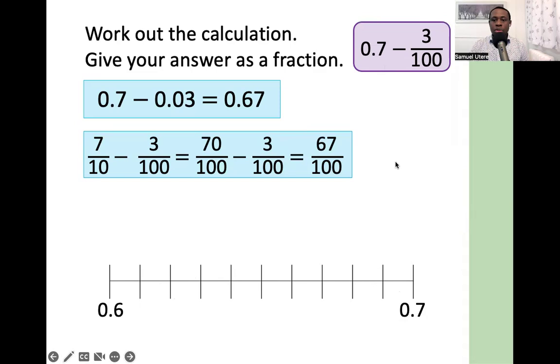So if we want to subtract 3/100, it means we're going to count 3 steps because that's 0.01, 0.02, and 0.03, which will take us there. And of course, our answer is 0.67.